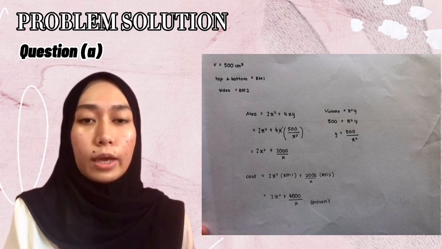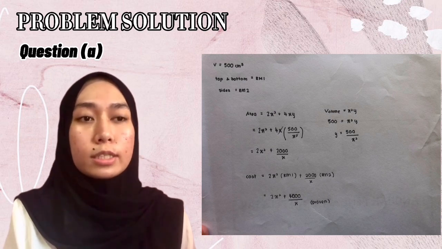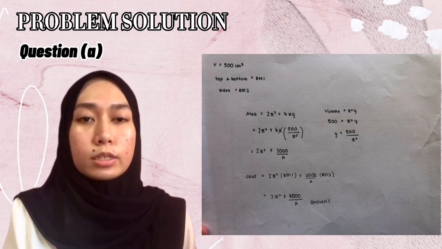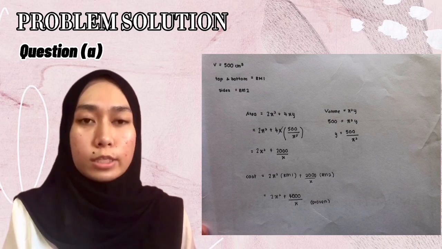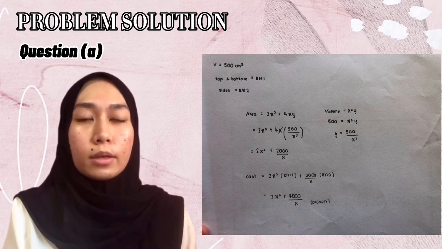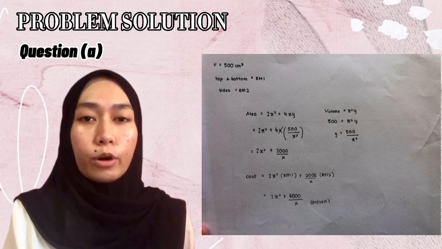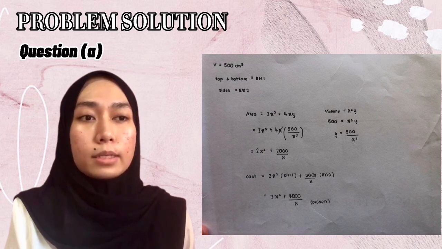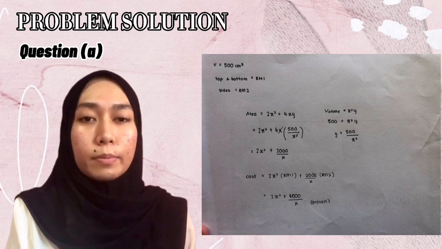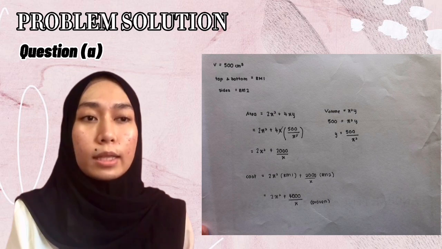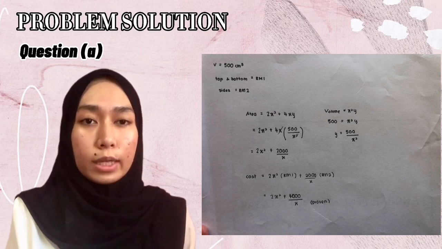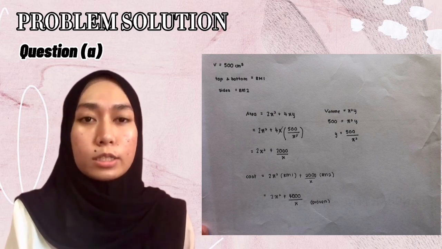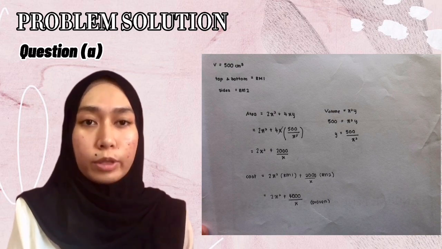After we get the area, we need to find the cost. So just take the area, which is 2x squared, multiply by RM1 for the top and bottom, and then plus 2000 per x, and multiply it with RM2 for the side. So we will get the cost, and then the cost is proven to be the same as the question.